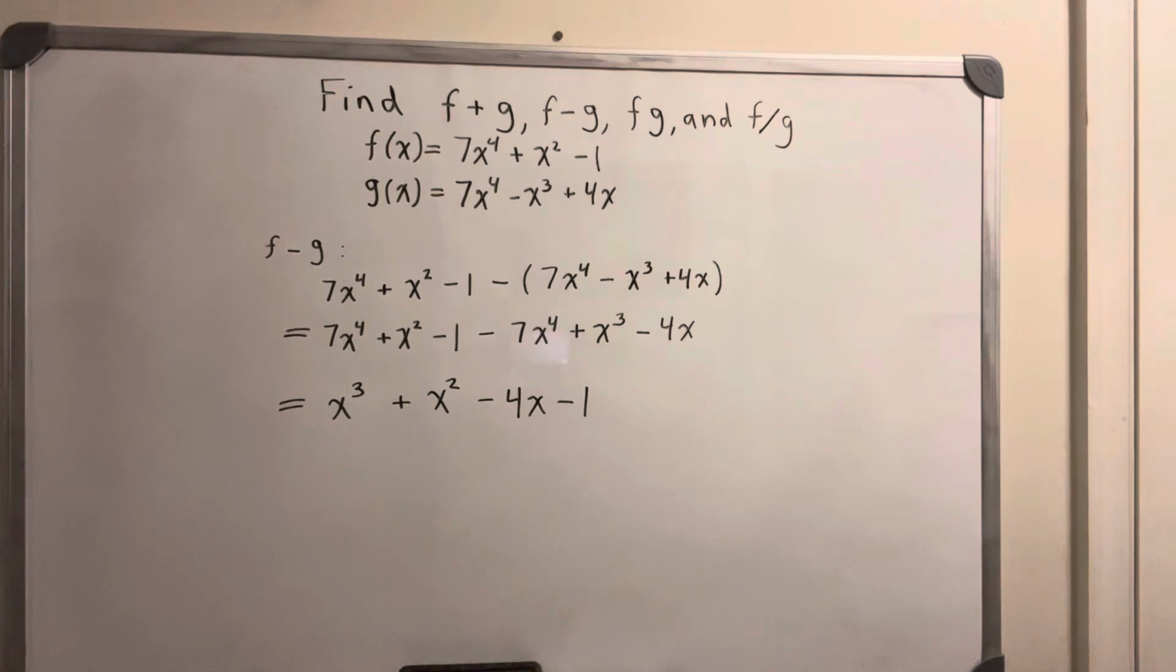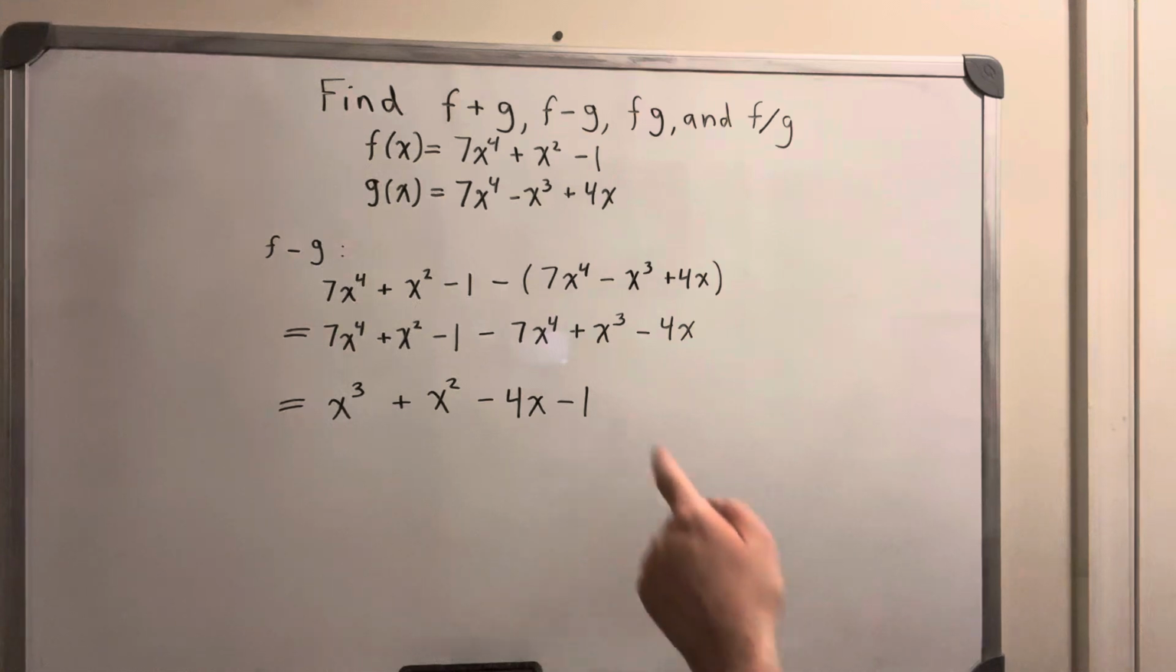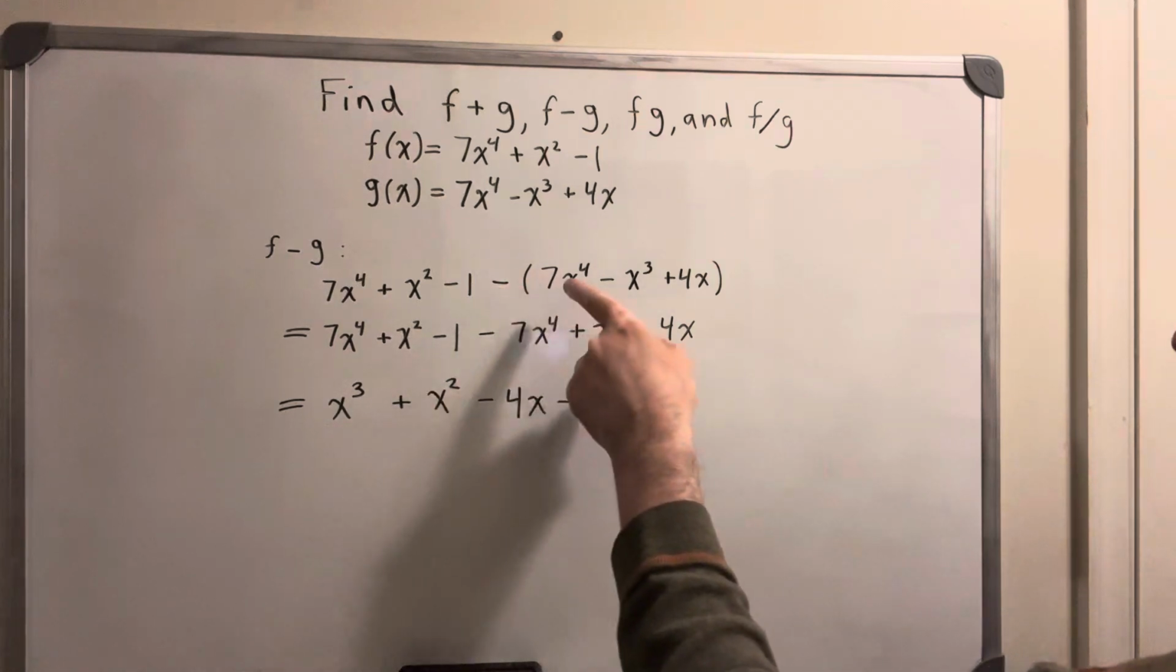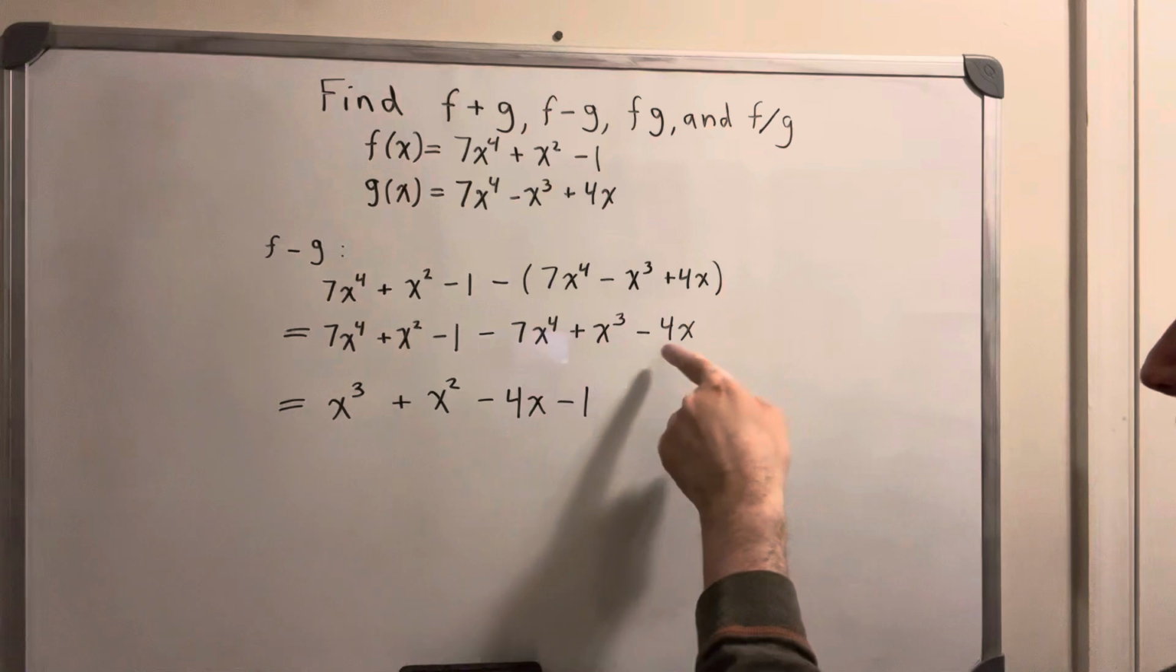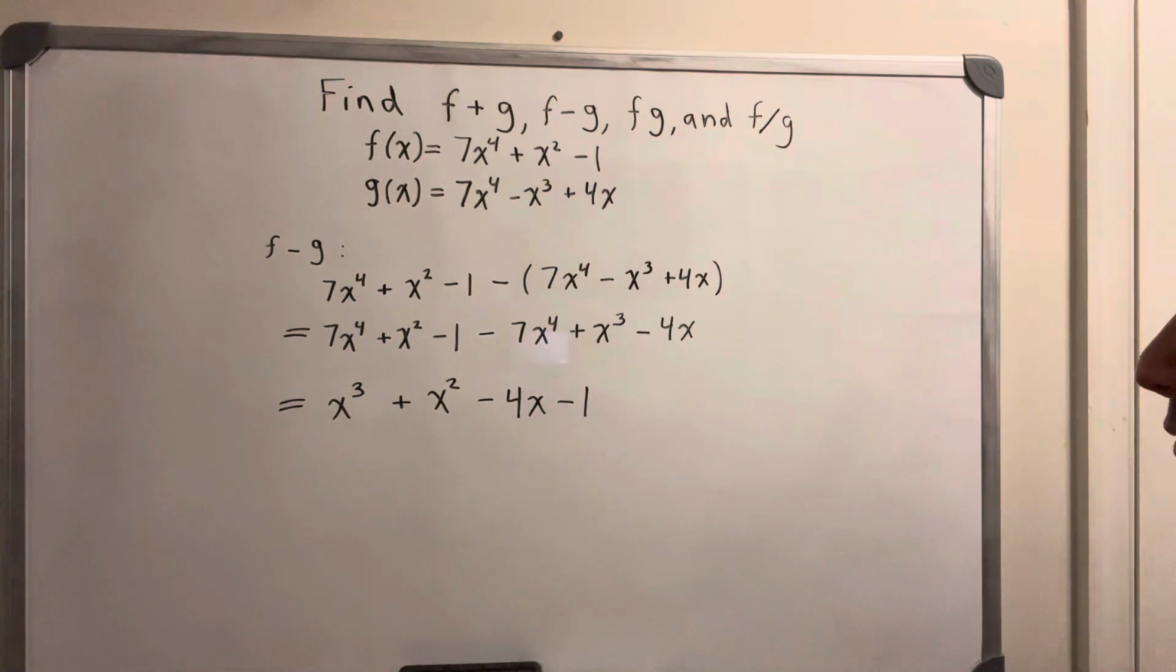Here's f minus g. And you see we had to change the sign right here, which changed the signs of these terms so that the 7x^4s canceled out. Also the signs of the other terms that were here changed.